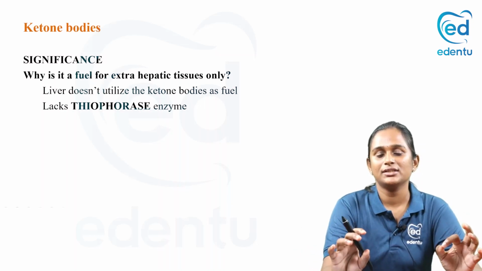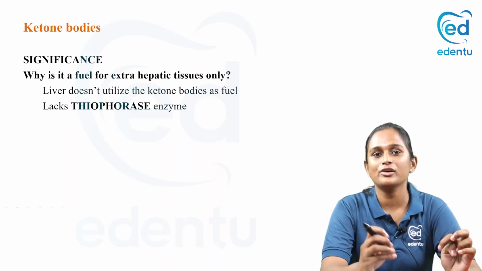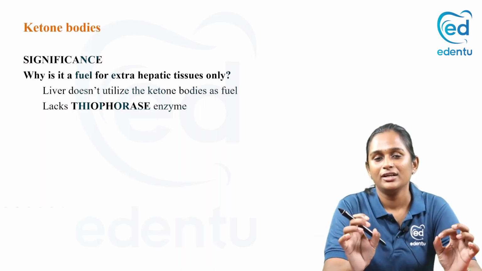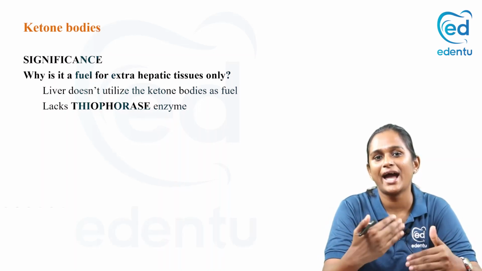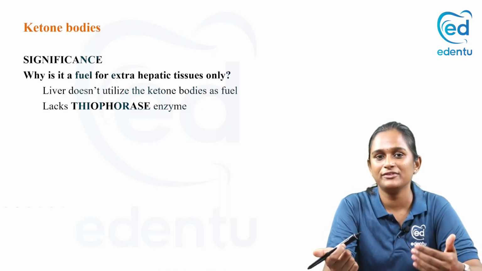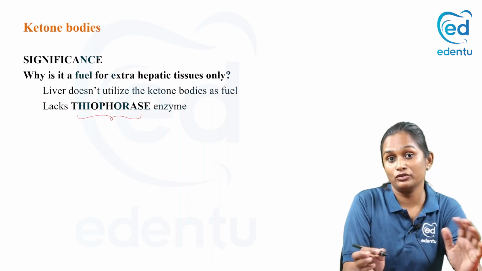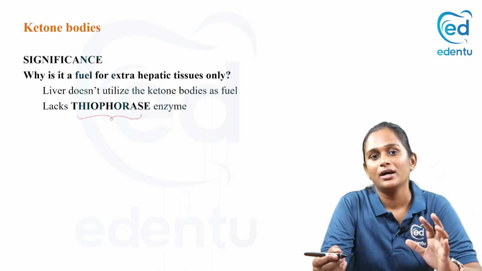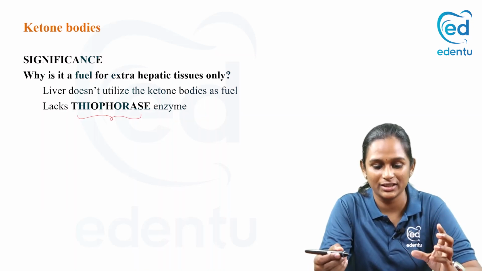Okay, the question is, even though the liver can generate ketone bodies, it cannot utilize them because it lacks a specific enzyme, the main enzyme which helps in activating acetoacetate. We saw CoA transferase, right? Yes, that is otherwise called thiophorase. The other name of that enzyme, acetoacetate succinyl CoA transferase, is thiophorase.